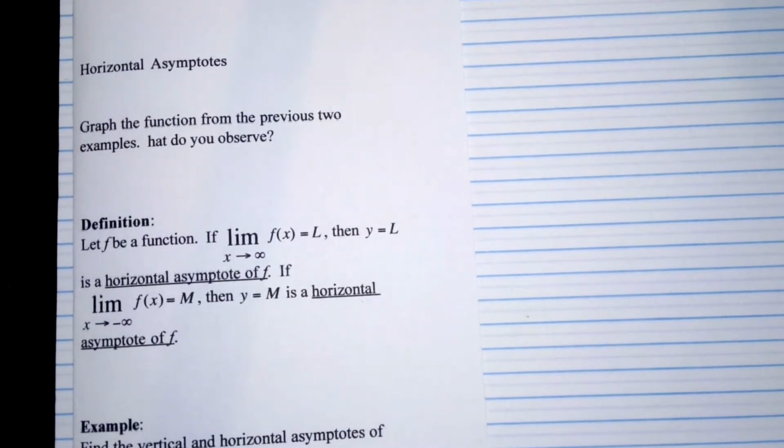So let's finish up by talking about horizontal asymptotes again. So here's our definition of horizontal asymptote. Let f be a function. If the limit as x tends to infinity of f of x equals L, then y equals L is a horizontal asymptote of f. Furthermore, if the limit as x tends to negative infinity of f of x equals m, then y equals m is a horizontal asymptote of f.